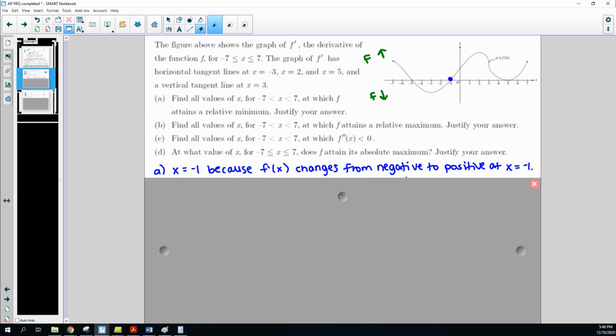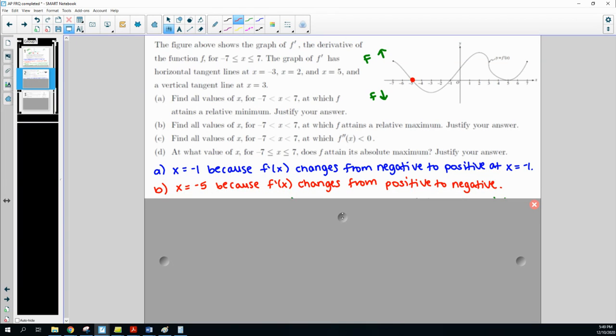Part B, find all values of x for -7 to 7 at which f attains a relative maximum. So same question pretty much, but a relative maximum, like the other problem that we had, will go from increasing to decreasing. So that's going to happen at -5. So x equals -5 because f prime of x changes from positive to negative.